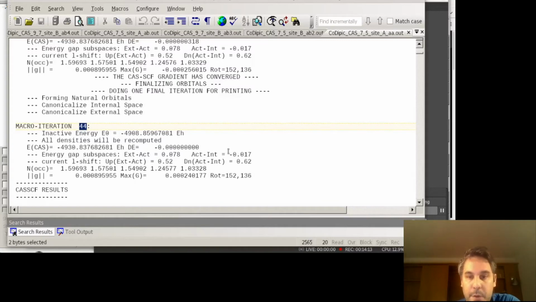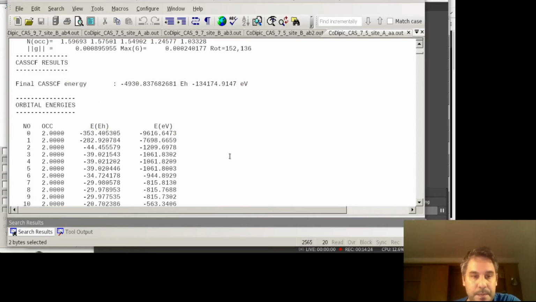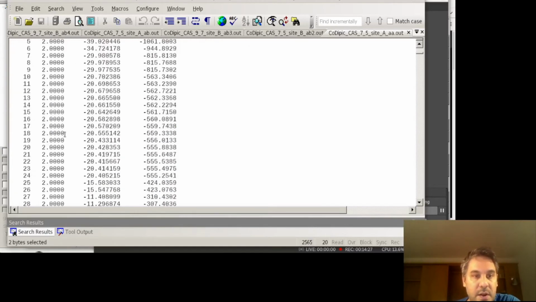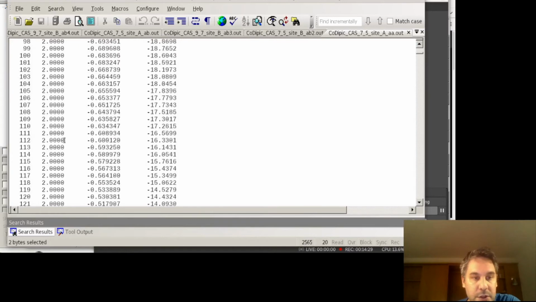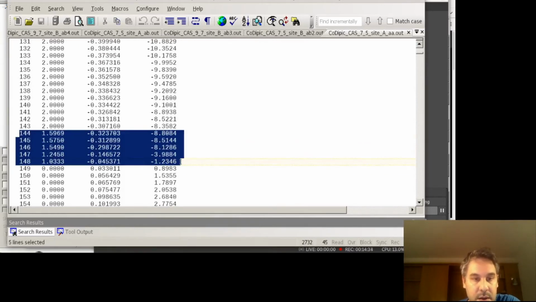There are many more things going on than in a simple Hartree-Fock or DFT calculation. And there are a set of metrics. And then this prints the orbital energies, the orbital occupations, etc. So this is my active space. I have 5 orbitals that go from 144 to 148. Remember that ORCA starts counting on 0, which have occupations which are between 0 and 2.